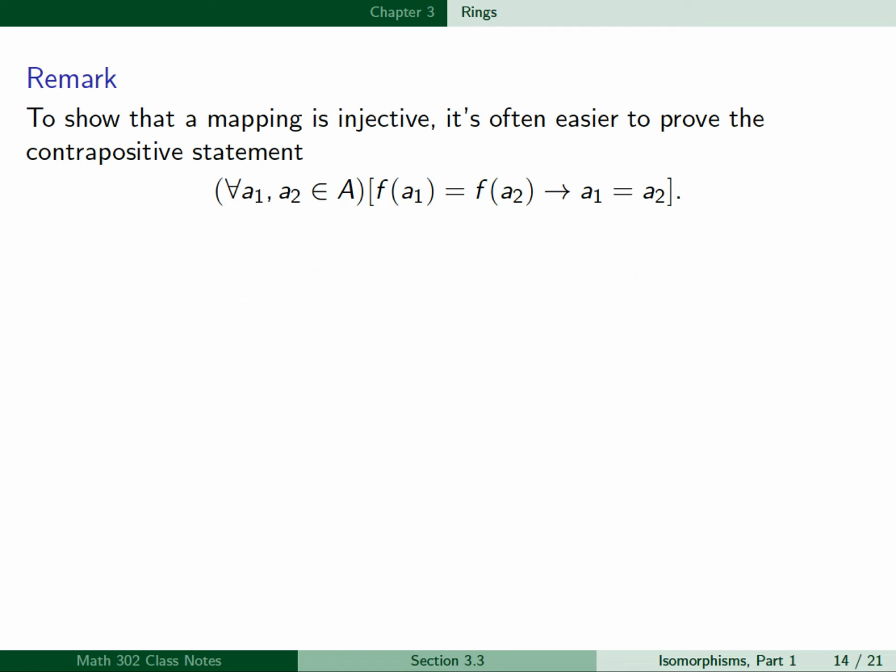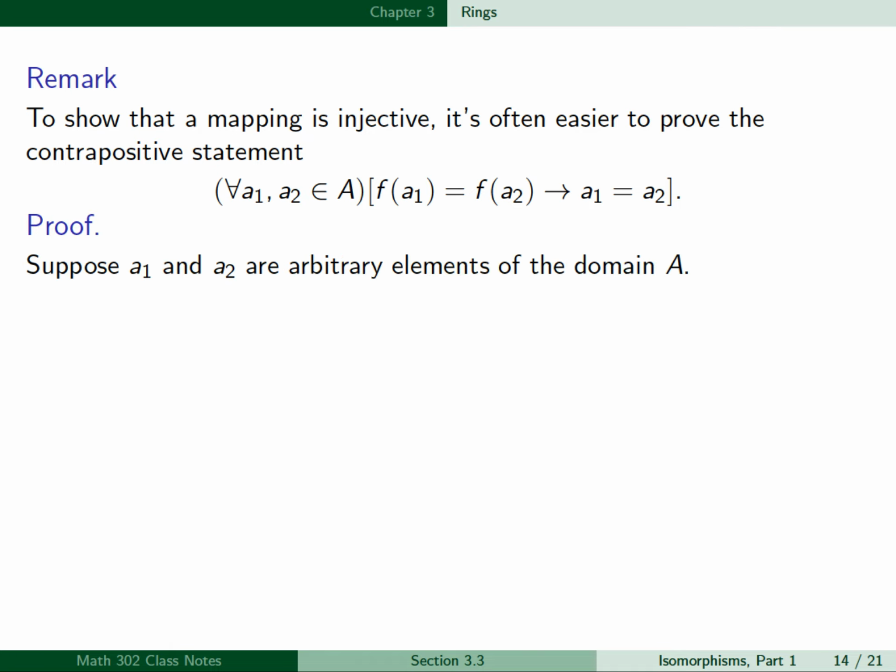Now, to show that a mapping is injective, it's often easier to prove the contrapositive statement, which is: for all a1, a2 in A, f(a1) equals f(a2) implies a1 equals a2. And to prove this, we start by supposing a1 and a2 are arbitrary elements of the domain A. We suppose the hypothesis f(a1) equals f(a2). We then need to show the conclusion a1 equals a2.